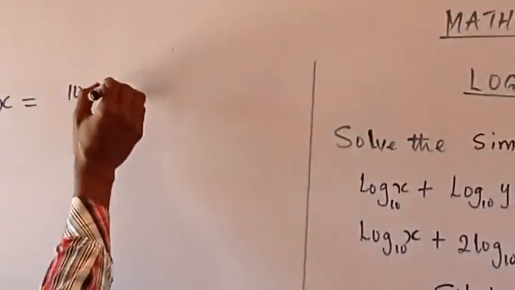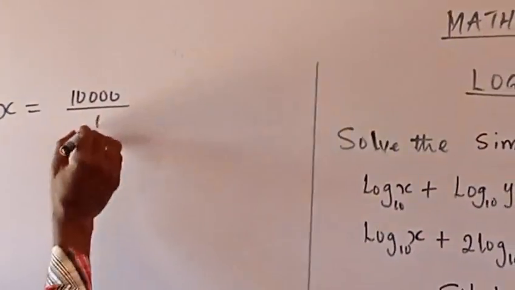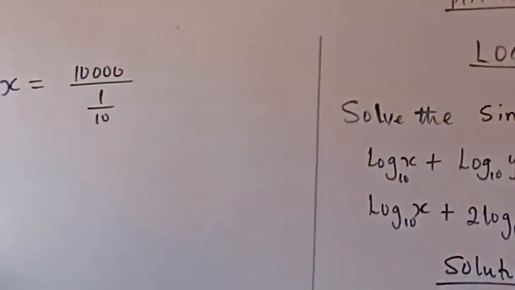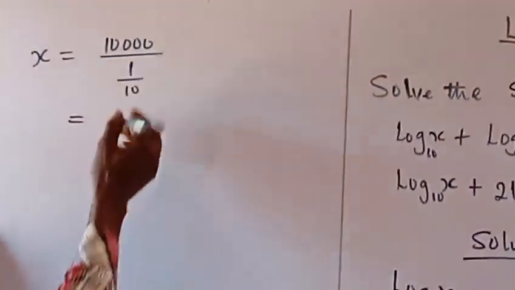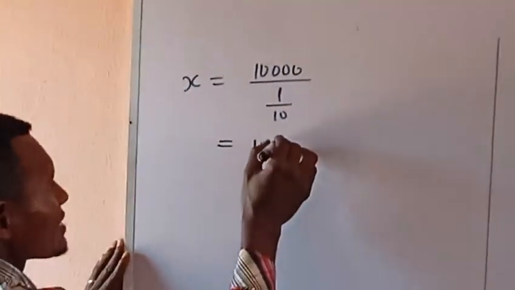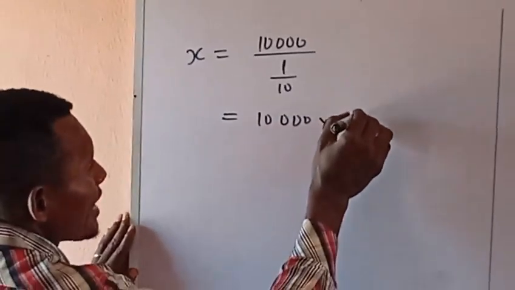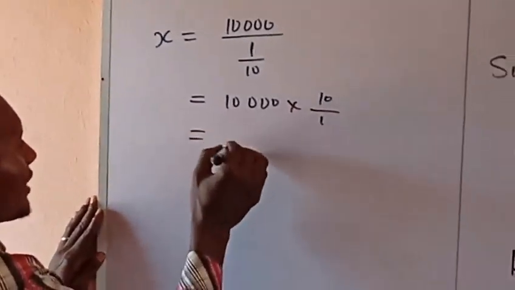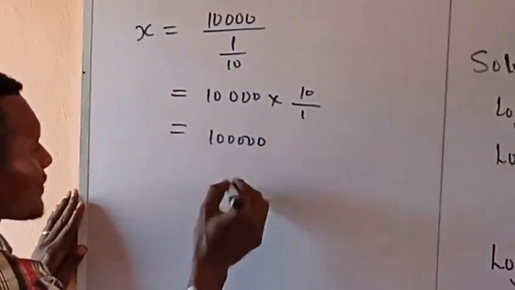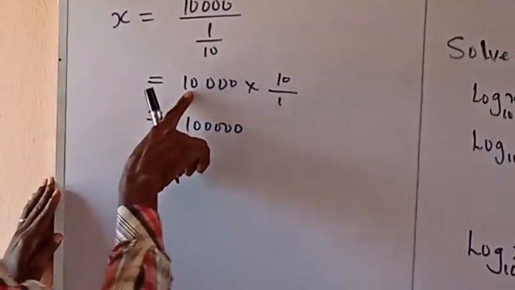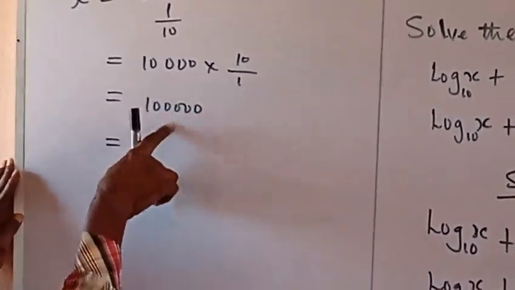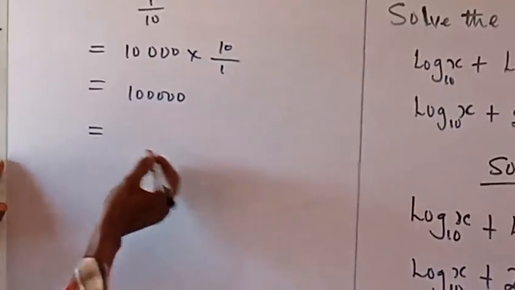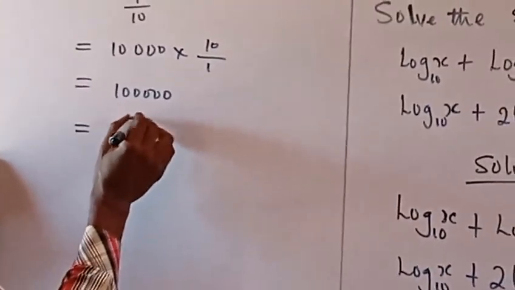10,000 over 1/10. By implication, this means that this is 10 times 10,000. Or we can write it this way, 10,000 times 10/1. And that will be 100,000. 10,000 times 10 will give us 100,000. Divided by 1 is still 100,000. So this is the answer. We can write it in standard form as 10 raised to the power 5. So this is the value of x.